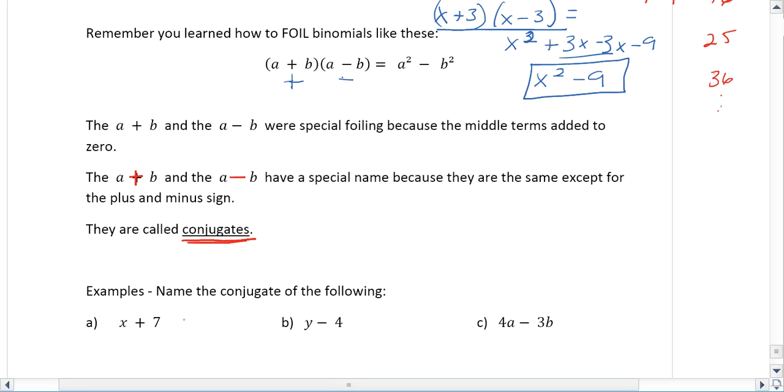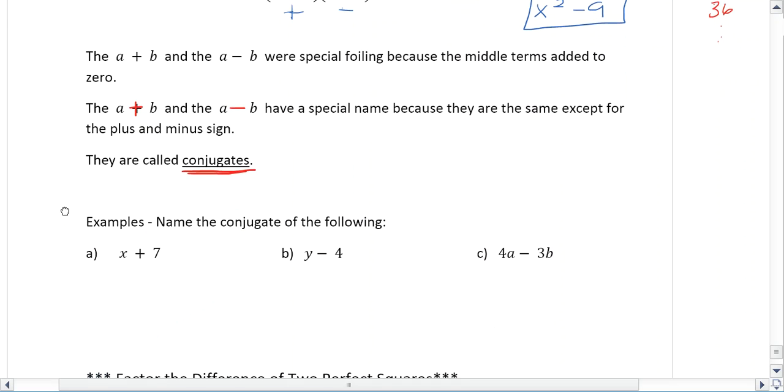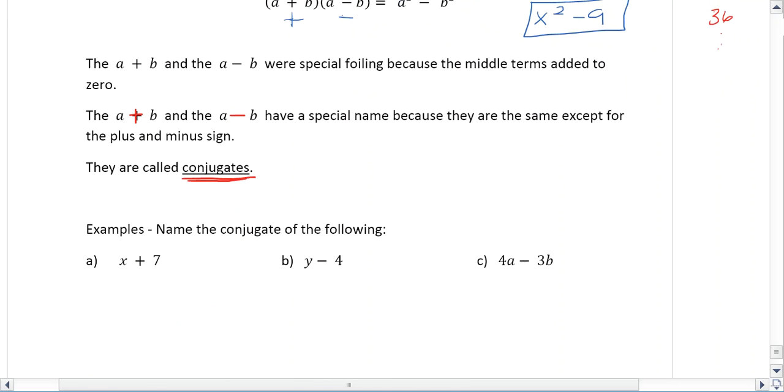So in the example here, if we're asked to name the conjugate of x plus 7, all we need to do is take out the plus sign and put in a minus sign. So the conjugate here would be x minus 7. The conjugate of y minus 4 is y plus 4. The conjugate of 4a minus 3b is 4a plus 3b.